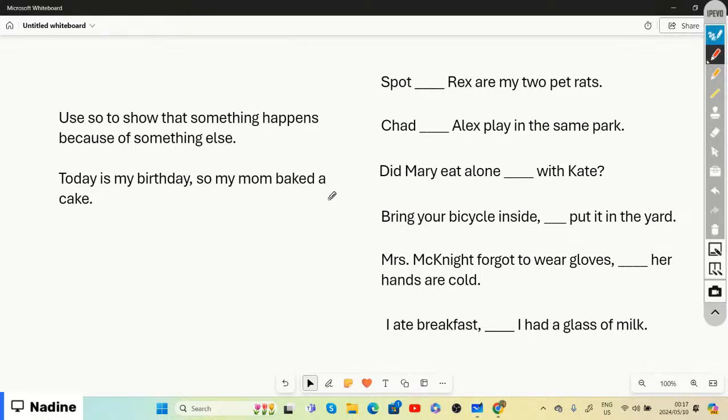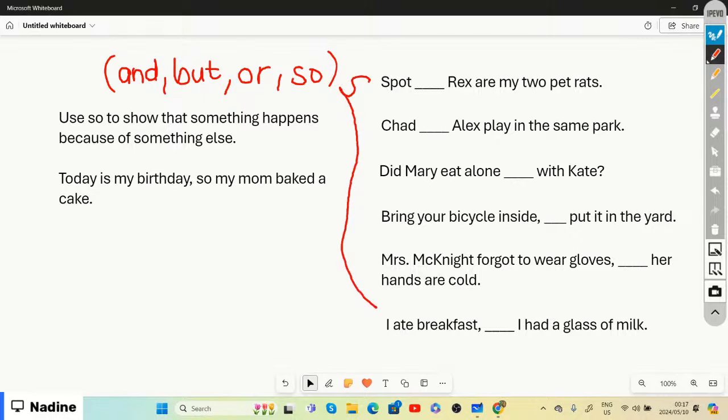All right, it says, Spot Rex are my two pet rats. We need to choose the words either and, but, or, so. So we're going to use one of these words in order to answer the question. So we're going to fill in one of those words to complete the sentences. Yeah, that's the correct word to use.